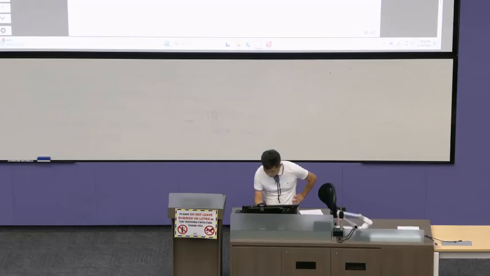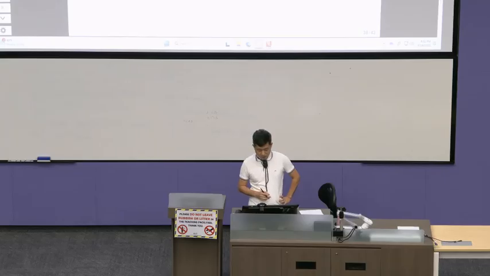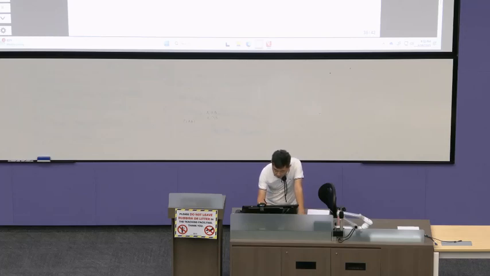Okay. So this is an example of a martingale. Suppose Z is a random variable. Then we define Xt to be the expectation of Z given the filtration Ft. Then Xt is a martingale.